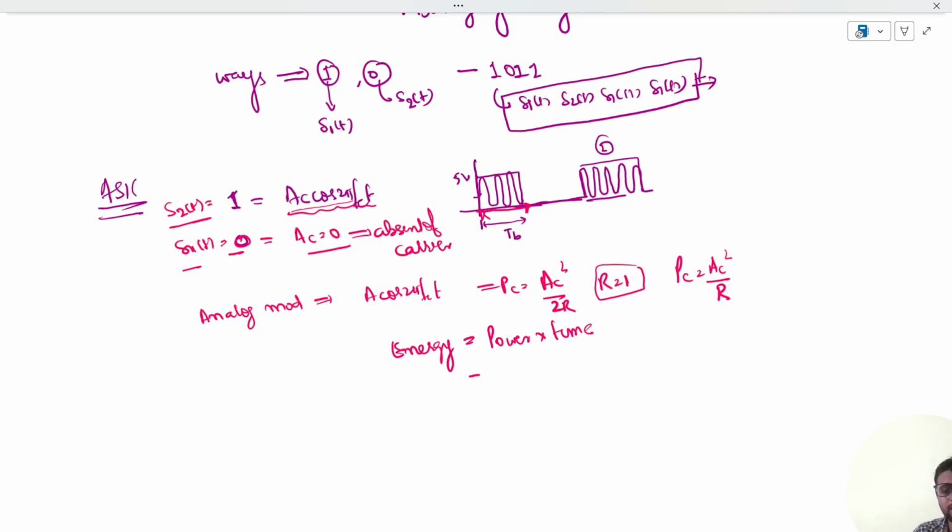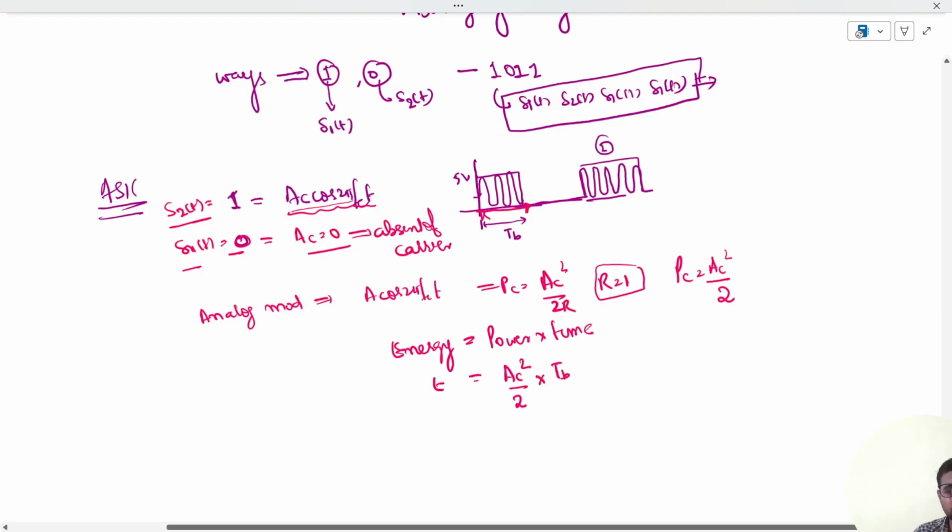So energy is given by energy is equal to power into time, that is Ac square by 2 into Tb. This is Eb, energy per bit. The energy of 1 bit is given by Ac square by 2 into Tb. This is important and you should remember this.